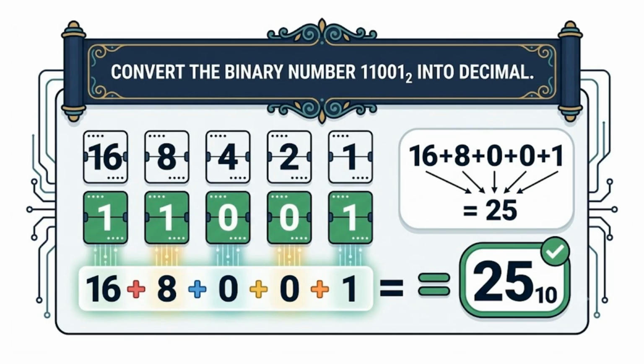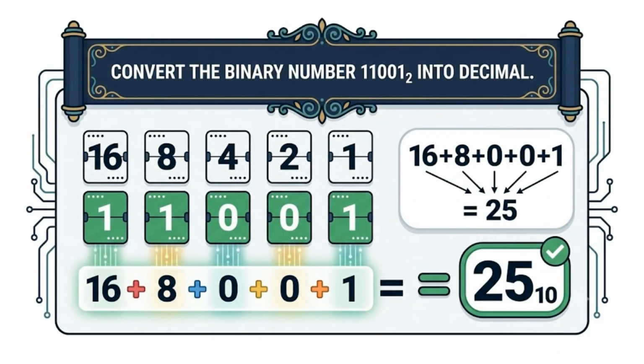Let's work through another example of converting a binary number into a decimal number. This time, our binary number is 11001, or 11001 base 2. The first step is to write the binary place values underneath each digit. From left to right, the place values are 16, 8, 4, 2, and 1. Now compare each binary digit with its corresponding place value.